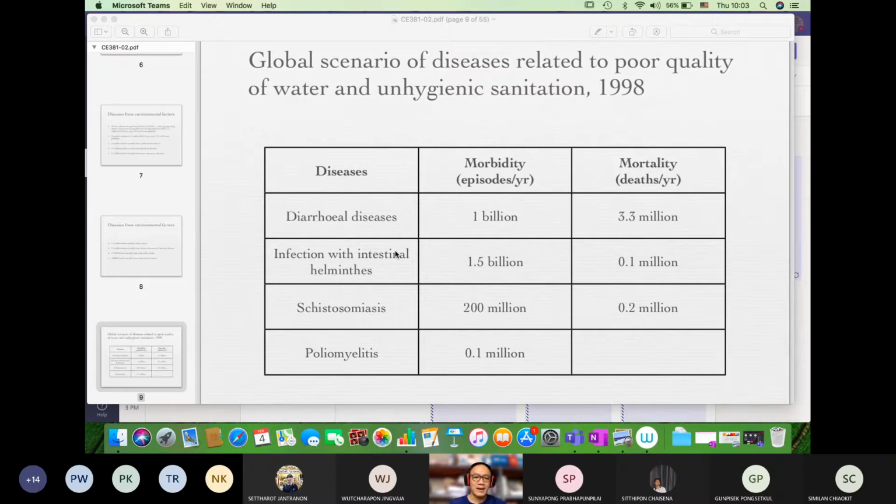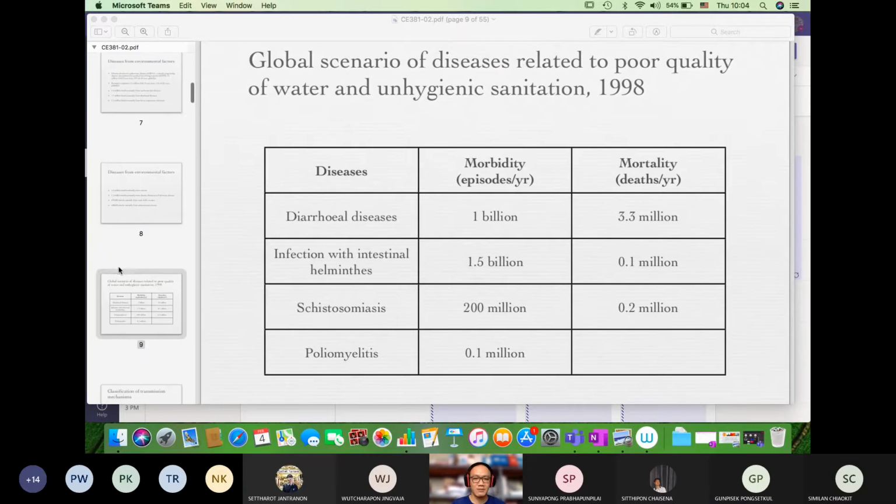Schistosomiasis and poliomyelitis. These two are also protozoa. The disease caused by this protozoa, the number of episodes is not that high, but still gives a significant number in some continents. So these are the global scenario, which is related to the poor quality of water.